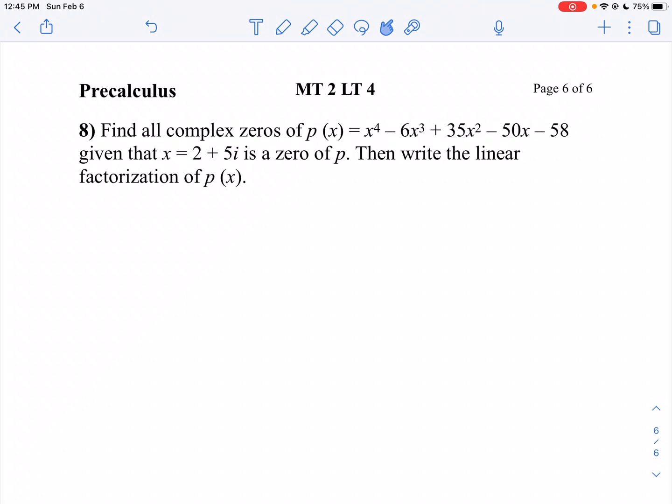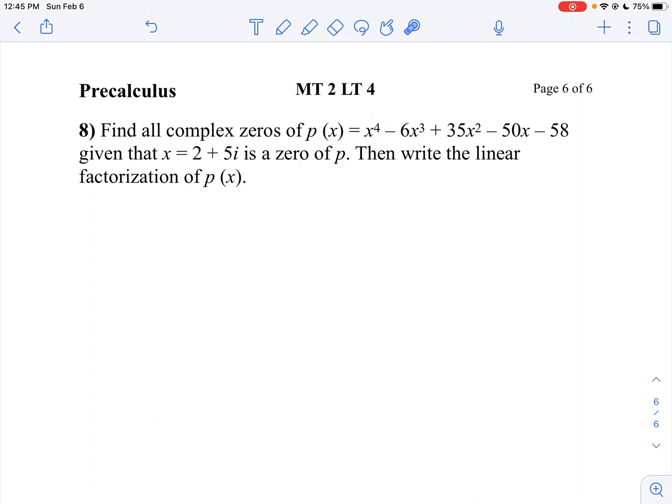Okay, in our last problem, we want to find all the complex zeros of x to the fourth minus 6x cubed, and so on, given that 2 plus 5i is a zero. I want to write the linear factorization. Well, I know I'm going to have 4 roots.